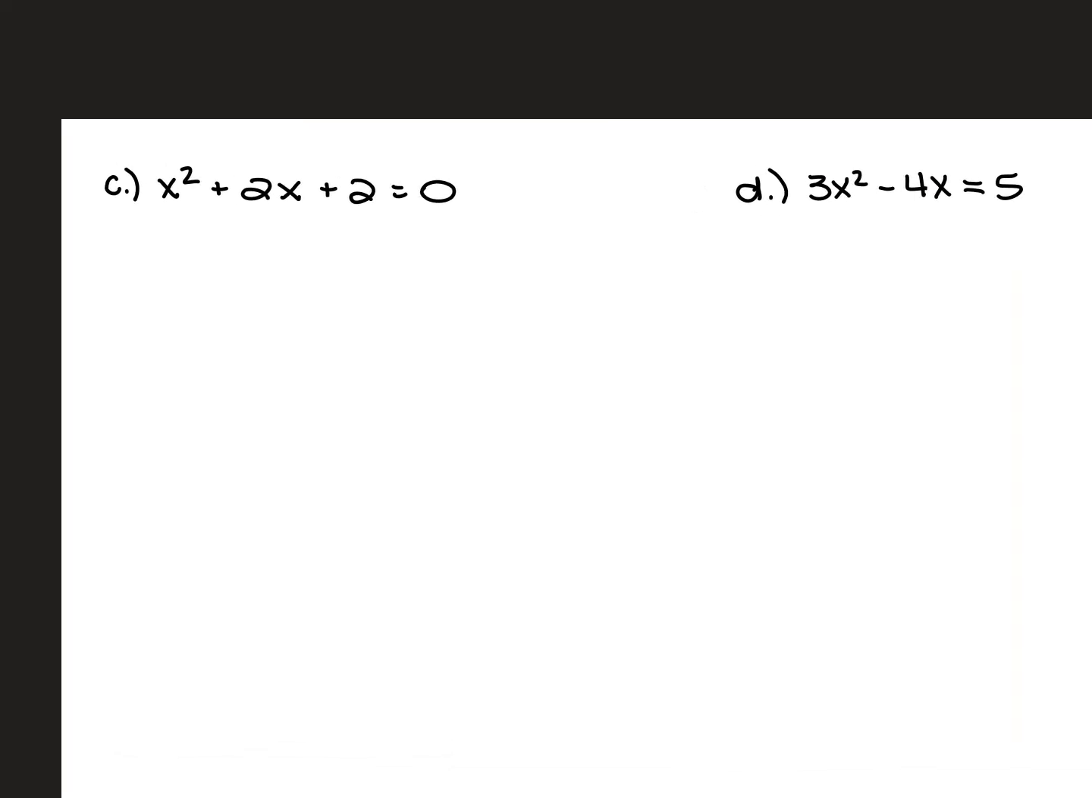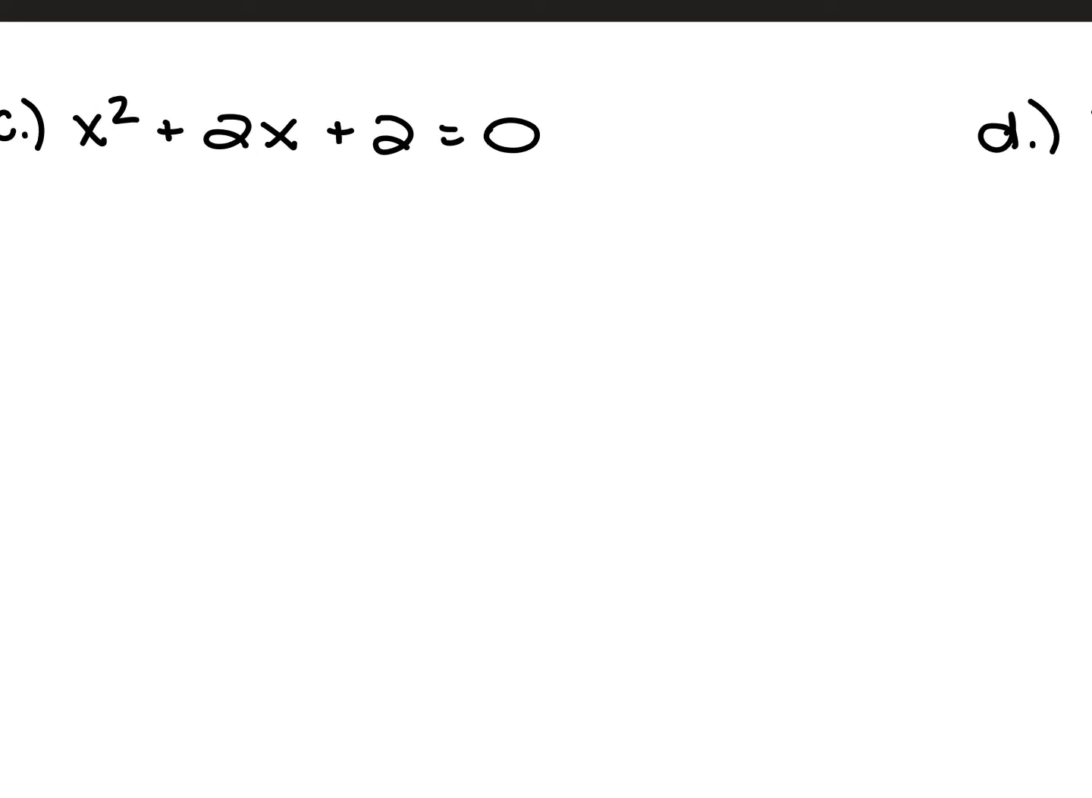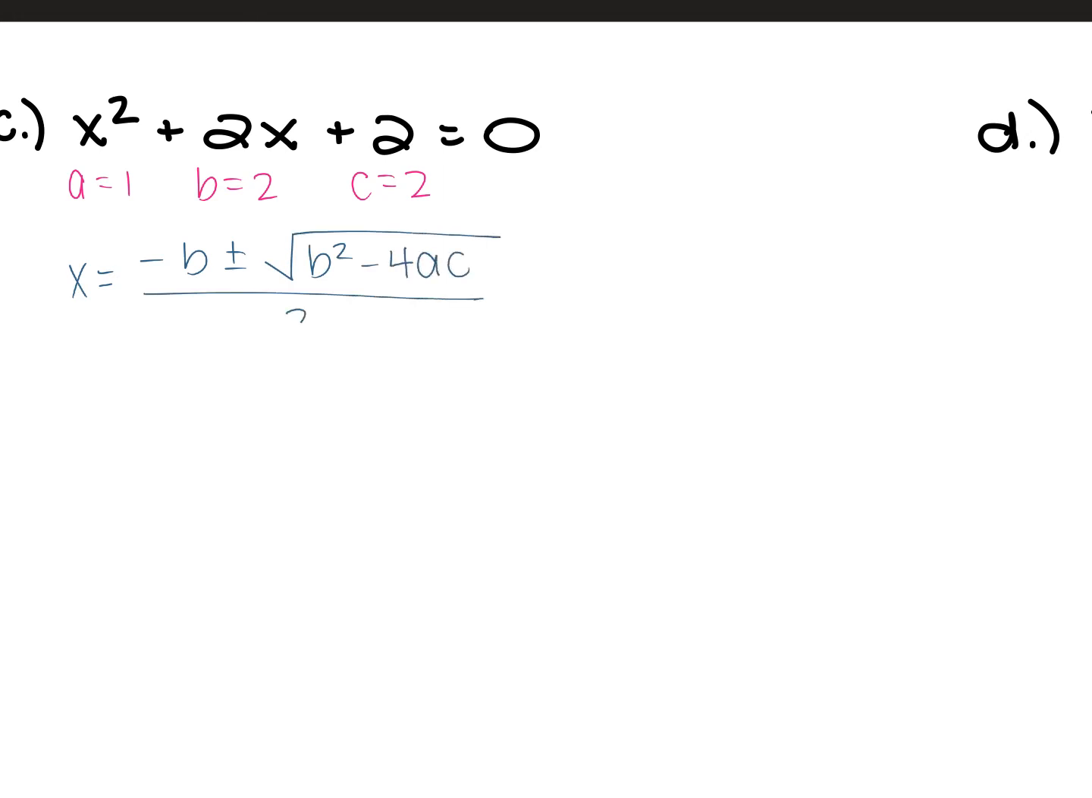Our next example, we have x squared plus 2x plus 2 is equal to 0. So all of our terms are on the same side here. We are just going to identify our a, our b, and our c. a is 1, b is 2, c is 2. Again, our quadratic formula is x is equal to negative b plus or minus the square root of b squared minus 4 times a times c, all over 2 times a.